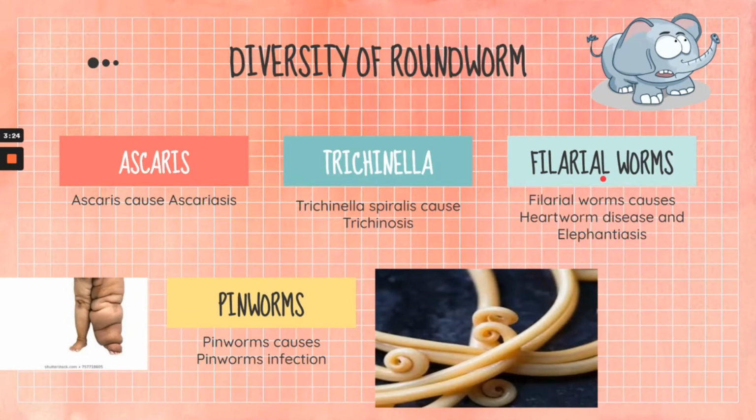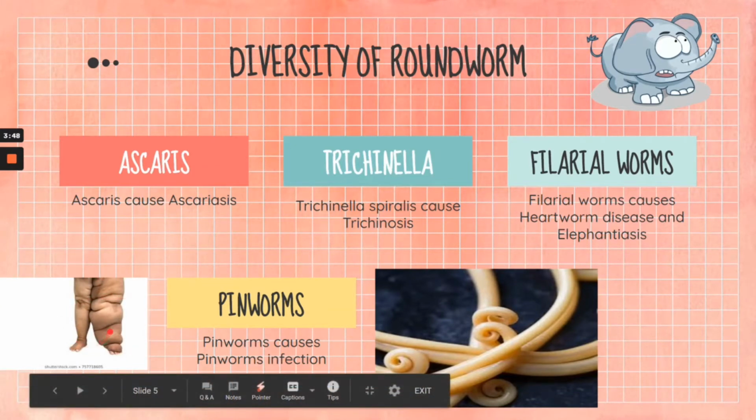That is the diversity of the roundworm. Okay, so the roundworm consists of Ascaris, Trichinella, filarial worm, and a pinworm. Okay, so Ascaris can cause ascariasis, Trichinella spiralis can cause trichinosis, filarial worm can cause a heartworm disease and elephantiasis. Okay, so this is the example of elephantiasis, and pinworm can cause a pinworm infection. Okay, so this is the roundworm.